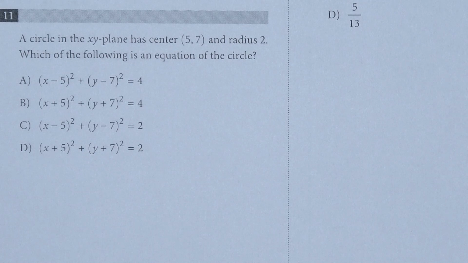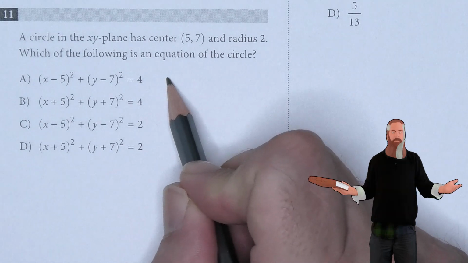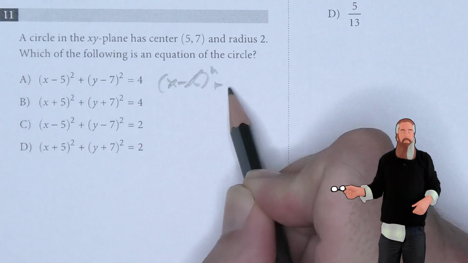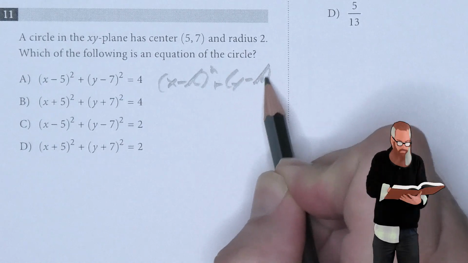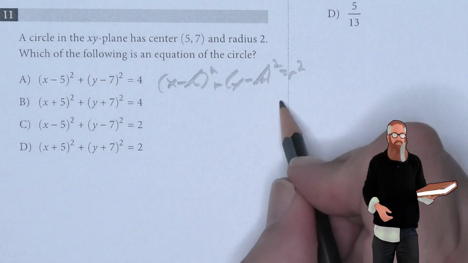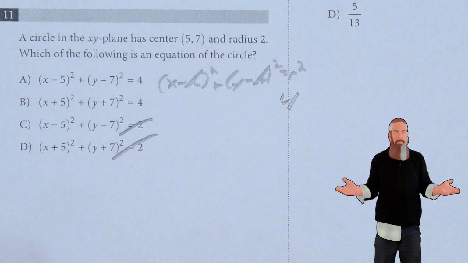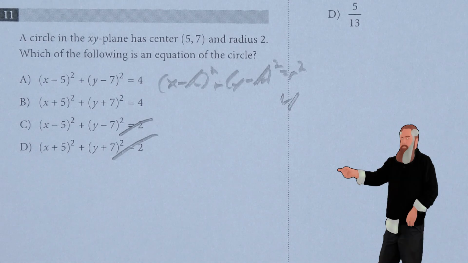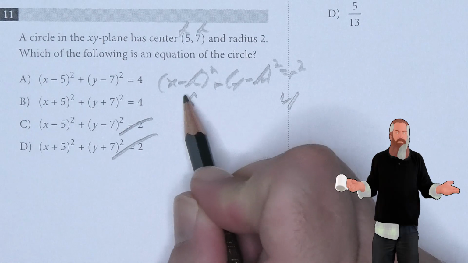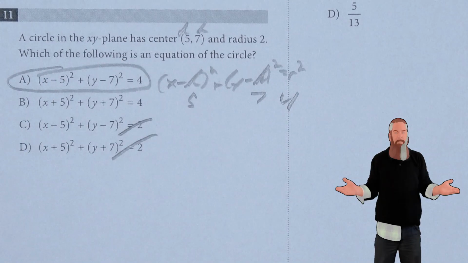A circle in the xy plane has center (5, 7) and a radius of 2. Which of the following is the equation of the circle? So we need to know what the equation of the circle is, which is (x - h)² + (y - k)² = r². Now the radius is 2, which means we're looking at equals 4, because 2 squared is 4. That eliminates both of these as answers. 5 is h and 7 is k. So I'm looking at a minus 5, minus 7. That leaves us with A as the answer.